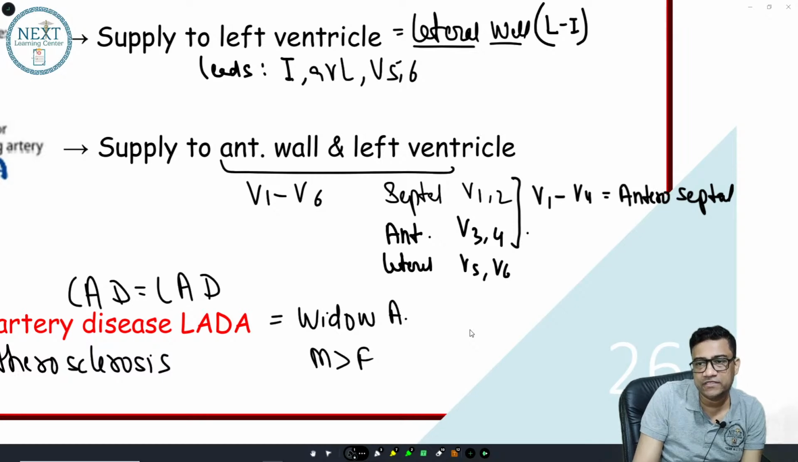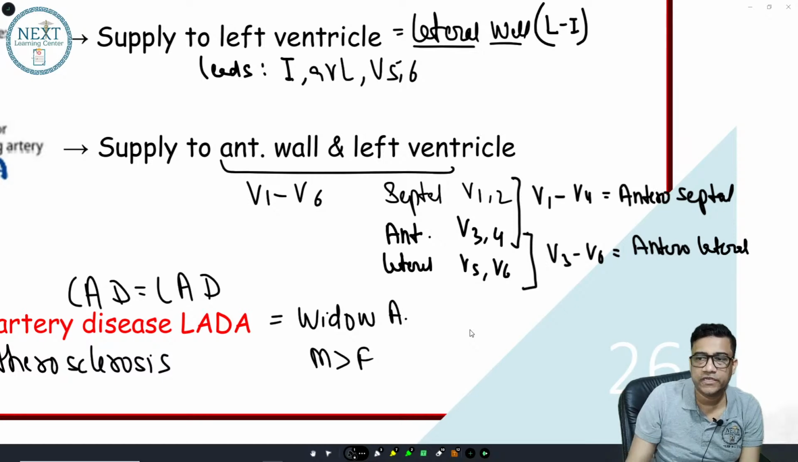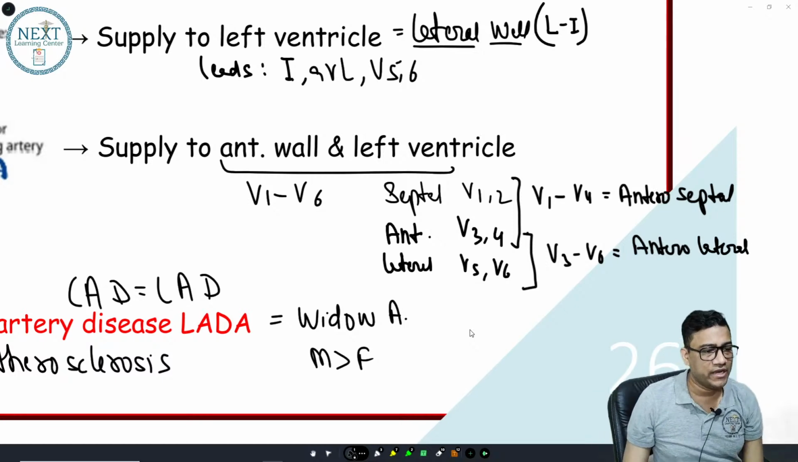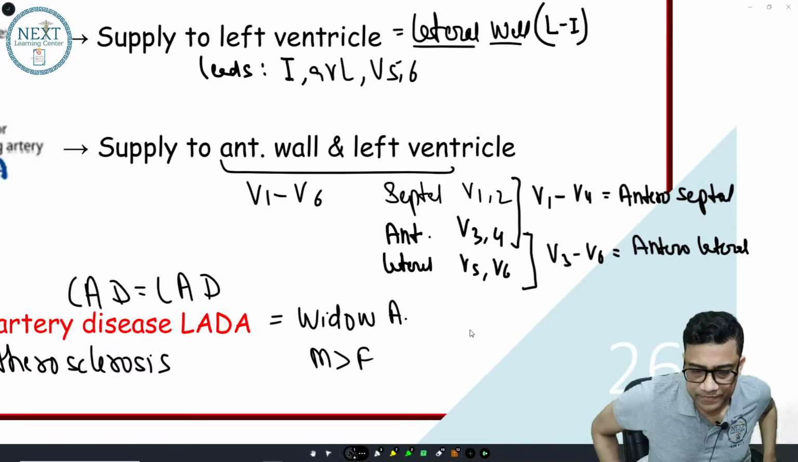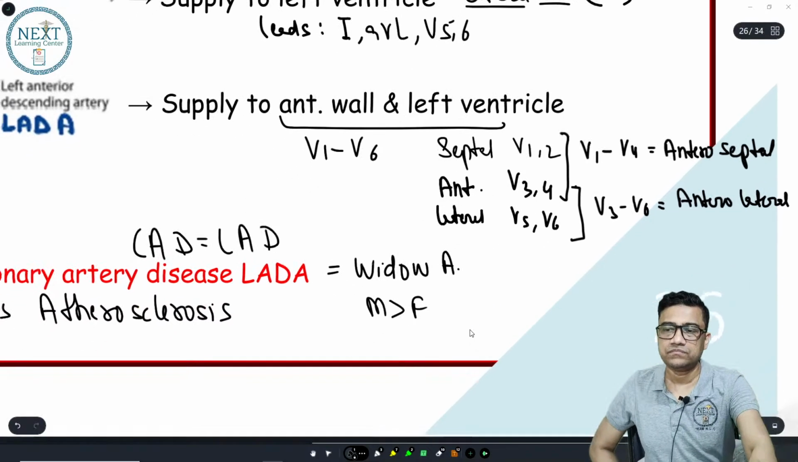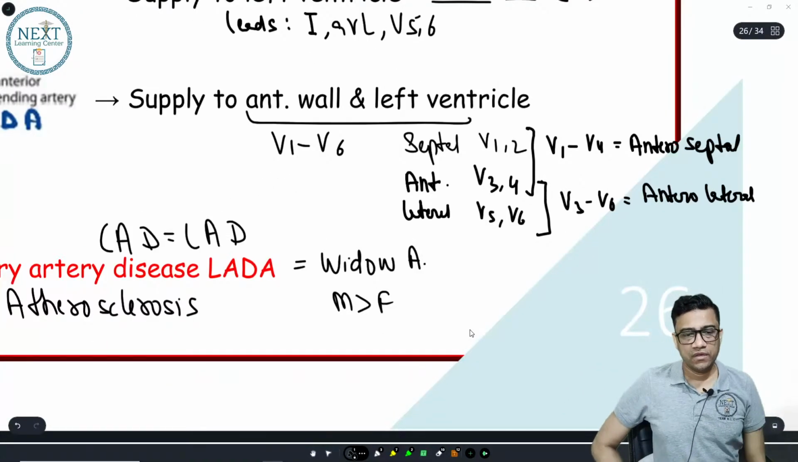And if it is V3 to V6, it's anterolateral. ठीक है, anterolateral. Done. Next question, right?